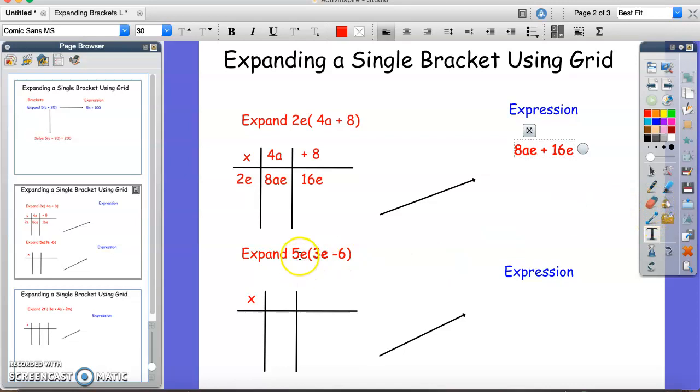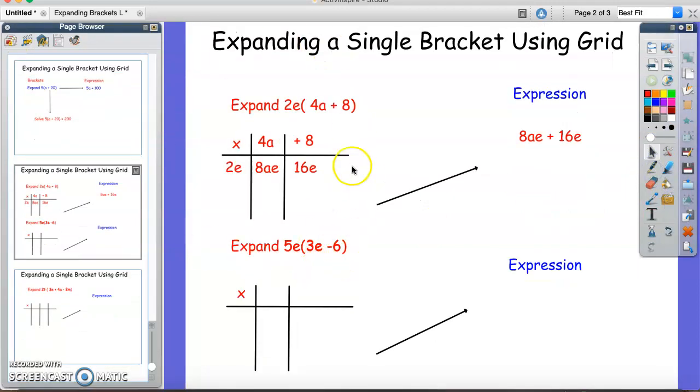The next one's slightly different because we've got an e on the outside of the bracket and an e on the inside of our bracket. So we'll follow the same as what we did before, where we have the 5e on the outside, so that's going to go on the left hand side of our grid, and we'll partition everything that's on the inside of our bracket, okay, including that -6 just there.